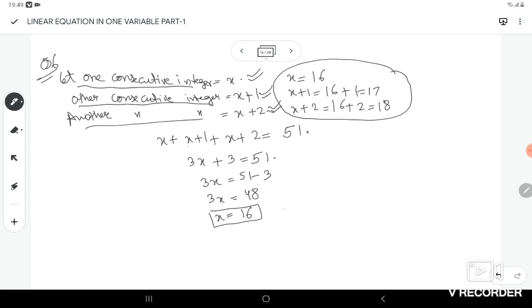Now it's given that the sum of the integers is equal to 51. So x plus x plus 1 plus x plus 2 is equal to 51. It gives us 3x plus 3 is equal to 51. So 3x comes out to be equal to 48, and on dividing 48 by 3 we get x equal to 16. So the first consecutive integer will be equal to 16, that is the value of x, and x plus 1, another integer, equal to 17, and x plus 2, the third integer, comes out to be equal to 18.